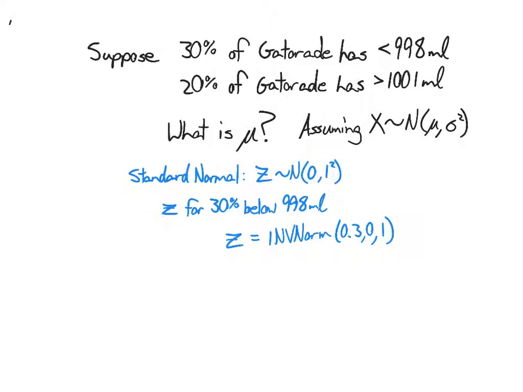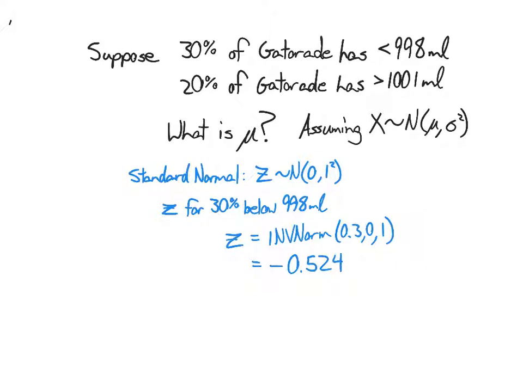Well, standard normal is just another normal distribution. It just happens to have a mean of 0 and a standard deviation of 1. Okay? On the calculator, we're using inverse norm with the mean of 0 and standard deviation of 1. Okay? What do you get when you do this? Negative 0.524. Okay. So that's the first Z. However, I know that that corresponds to the score, the value of X, that is 998.